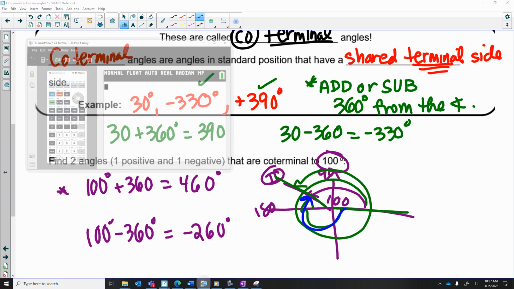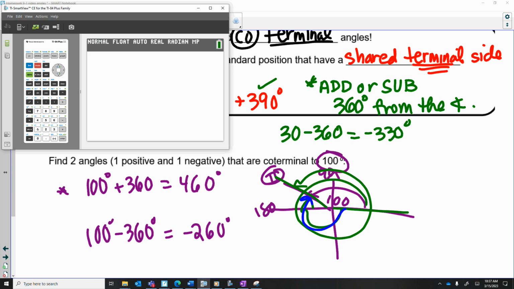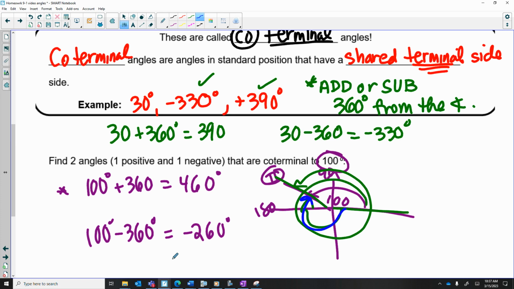So if you're not sure on your math, just take your calculator and do the angle first and then subtract the 360 from it, okay? Just to be sure. Because otherwise what happens is sometimes people reverse it and they do 360 minus 100. 360 minus 100 is 260 and that's not going to lie in quadrant 2. That's going to lie in quadrant 3 down here, which is not correct.